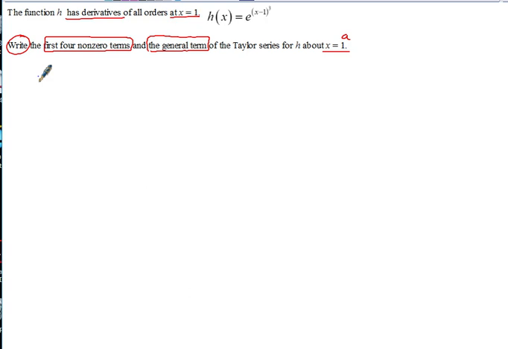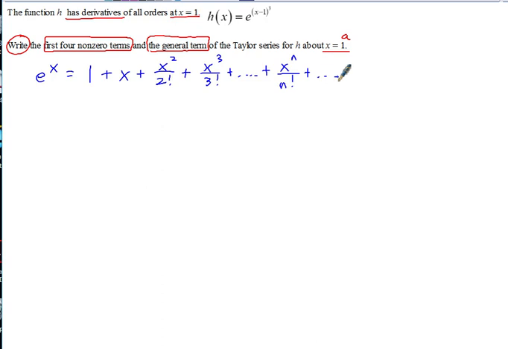If it was just e to the x, remember e to the x equals the Maclaurin series. It's always positive, so it's not alternating, and it has all the terms that both sine and cosine have, with both even and odd exponents. So it's 1 plus x plus x squared over 2 factorial plus x cubed over 3 factorial plus, and the general term would just be x to the n over n factorial. So there would be the first 4 terms and the general term.